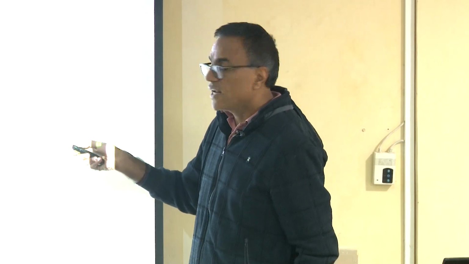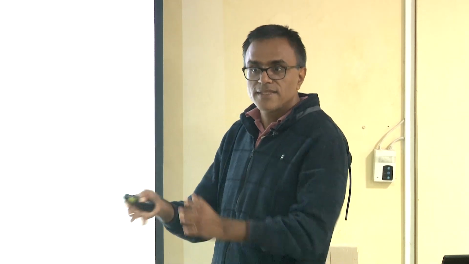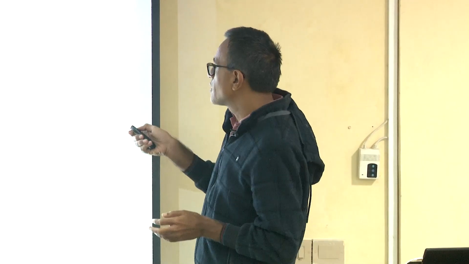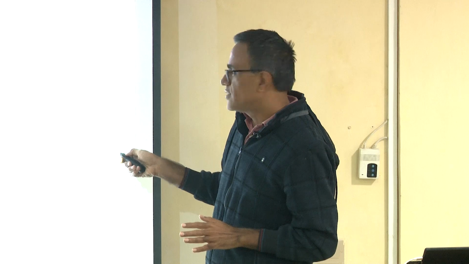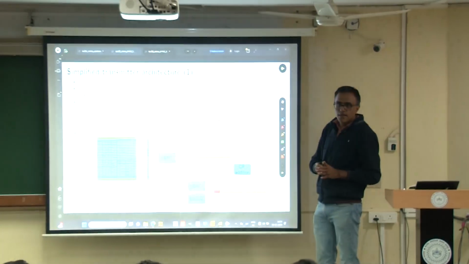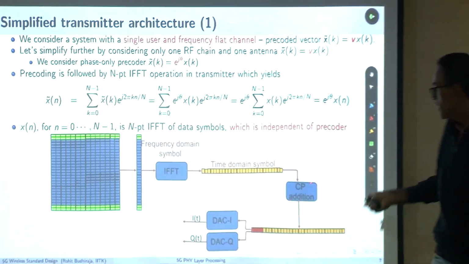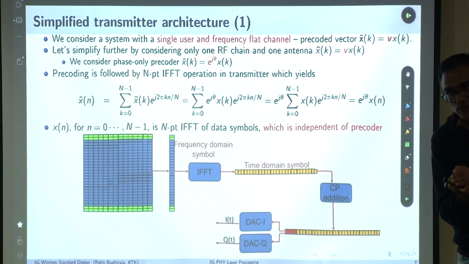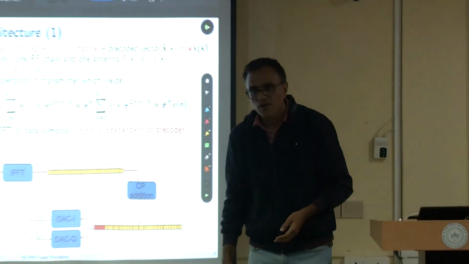What am I saying here? You will need only one RF chain. You can have as many antennas as you want, and still form a very sharp beam towards the user, because you just need to do this digitally, x of n, not this. You live with one RF chain, you can add as many antennas as you want, and you can form a very sharp beam towards the user, and that is the intention for a millimeter wave system.